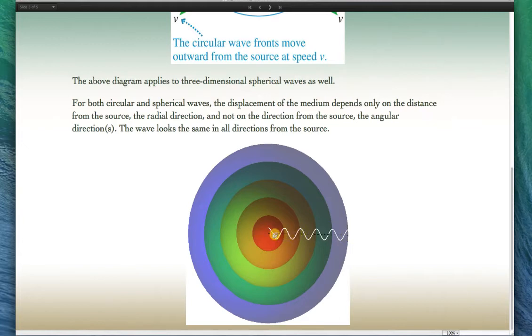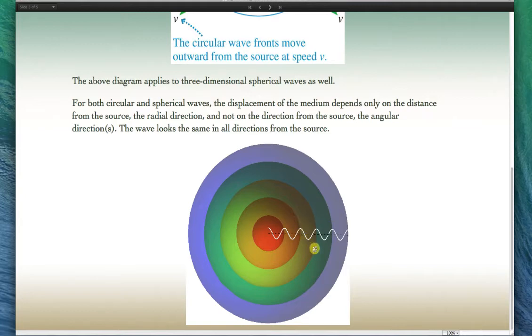But this white line is looking in one particular direction. The thing to remember about circular waves and spherical waves is that the direction doesn't matter. So I could just as equally draw this little sine function in any direction I want. I could draw it out in this direction, I could draw it in this direction, I could draw it coming out of the board, I could draw it coming at some crazy angle up this way and out of the screen or into the screen. As long as it's coming radially away from the source, it looks exactly the same. The medium is vibrating in exactly the same way.